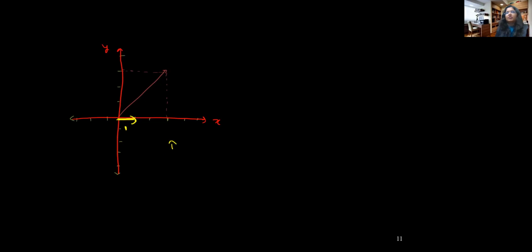Right? This is a vector, we call it unit vector in the direction of x-axis. And similarly, unit vector here in the direction of y-axis, it has a special name j hat. So if you have any vector here, this vector has the coordinate 3 and 3.